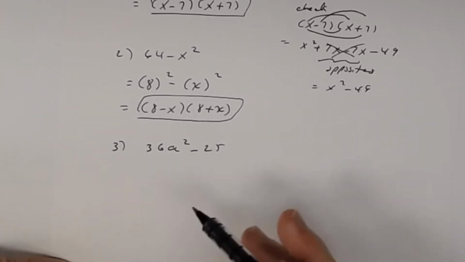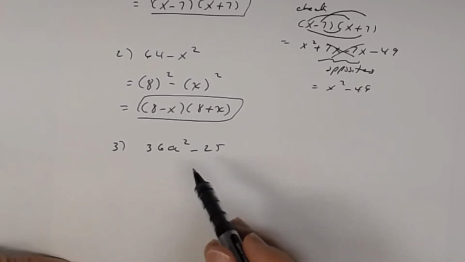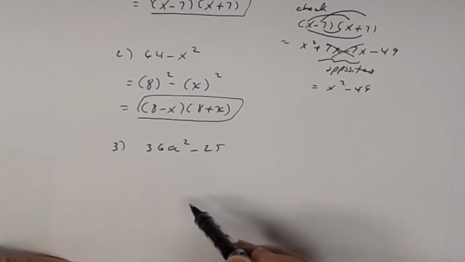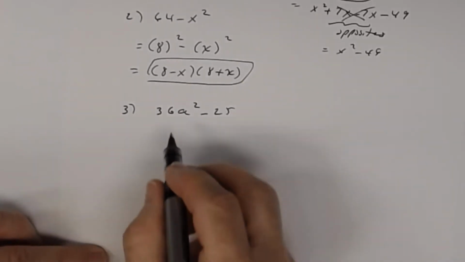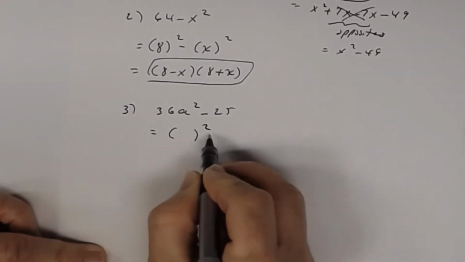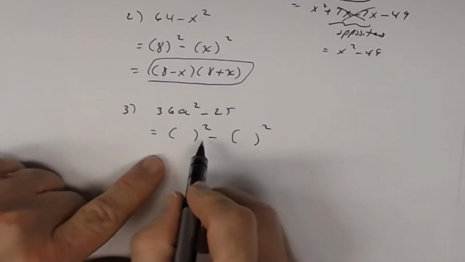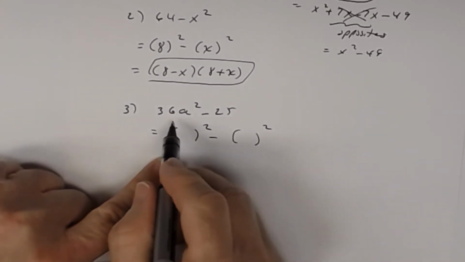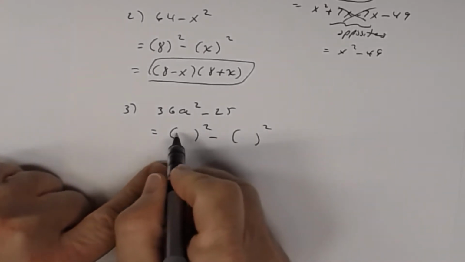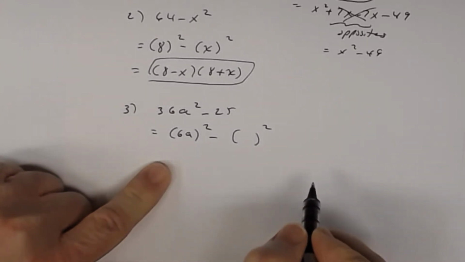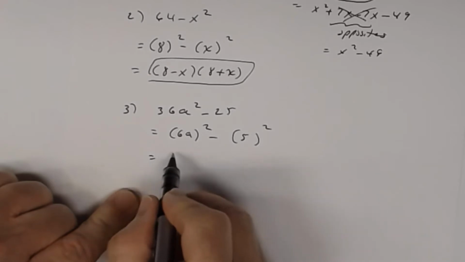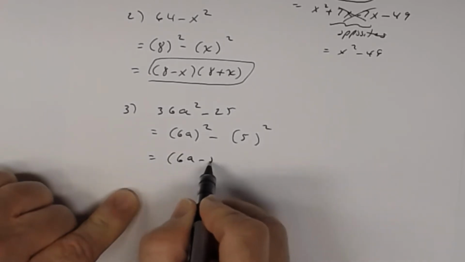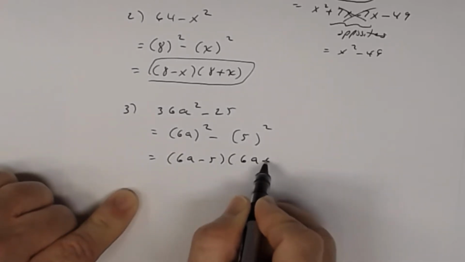If the GCF is something other than 1, then you would factor it out and go from there. But this right here is the difference of two squares, because remember, you have the difference of two squares if you can fill in these parentheses. 36a squared is 6a times itself, and 25 is 5 times itself. And so therefore your answer is going to be 6a minus 5 times 6a plus 5.